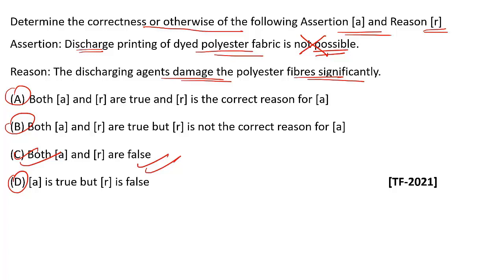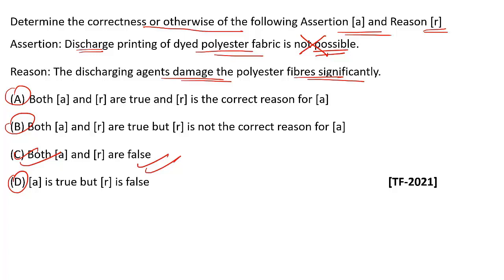Discharging agents damage the polyester fibers significantly. It is wrong, because discharging agents are used in case of polyester fibers for the dyeing and printing process, with the help of reducing agents. But if the fabric is dyed with the HTHP method, then it is difficult to discharge the ground. But if the ground shade is obtained by the carrier dyeing method, then it is easy to discharge the ground shade.